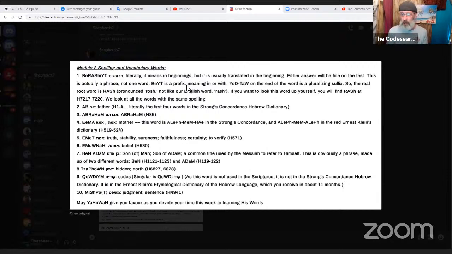Bet is a prefix meaning with or in. The Yod Tav at the end of the word is pluralizing the suffix. So the real root word is Rosh, pronounced Rosh, not like our English word rash. You will find Rosh in Strong's 7217 and 7220. Av is number 2. It is Aleph and a Bet, and it means father.